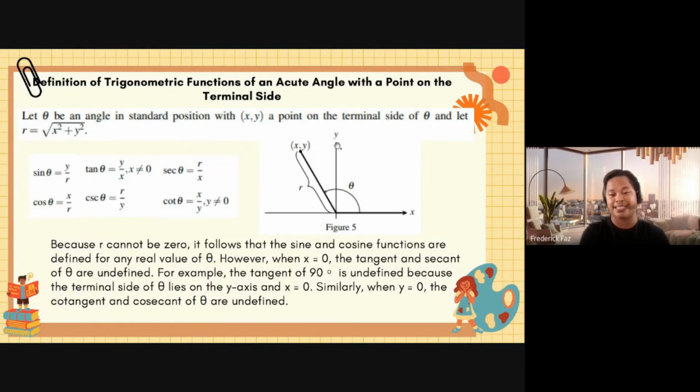So 90 degrees is a quadrantal angle. From this initial side going there, this is the terminal side. So the terminal side lies on the y-axis, meaning that the value of x is 0. Similarly, when y is equal to 0, the cotangent and cosecant are undefined. So y must not be equal to 0 for cosecant and cotangent, so that they will not be undefined.